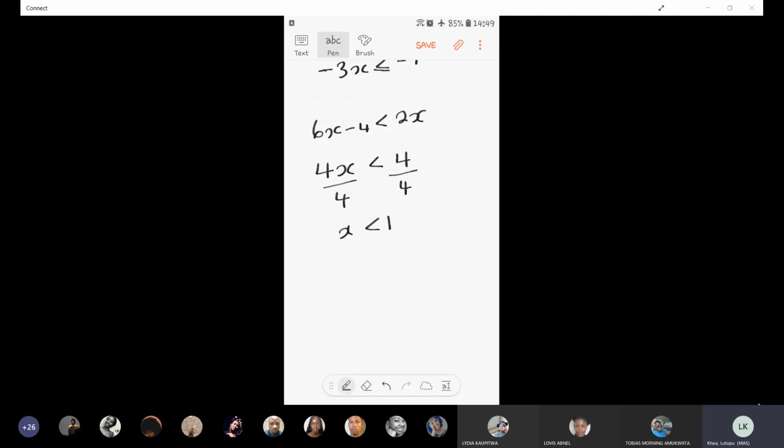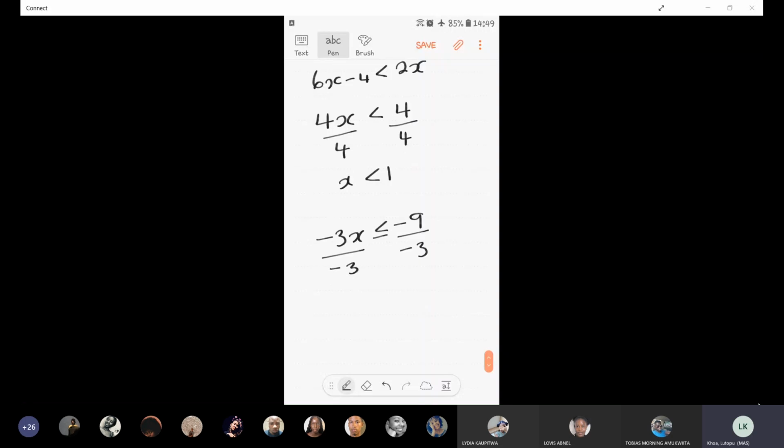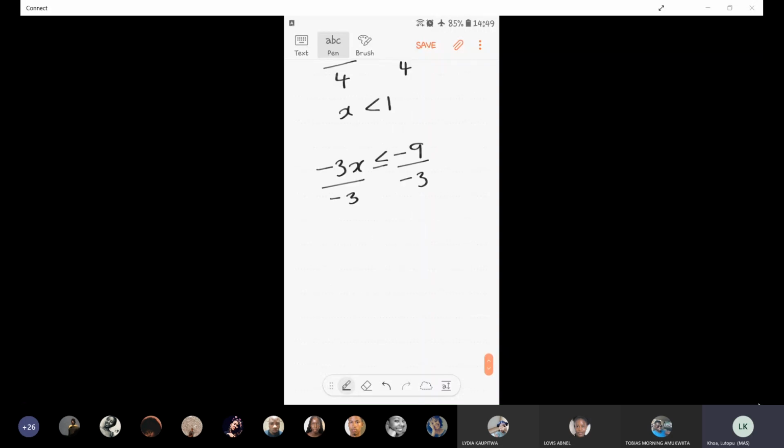Then for the second one, look at minus 3x is less than or equal to -9. So here, the terms with x are already isolated. So the only thing to do is just divide by -3 on both sides. And remember, when you divide by -3 on both sides, the inequality should change the direction it is facing in. So you'll have x is greater than or equal to +3. So you have your two solutions over there.